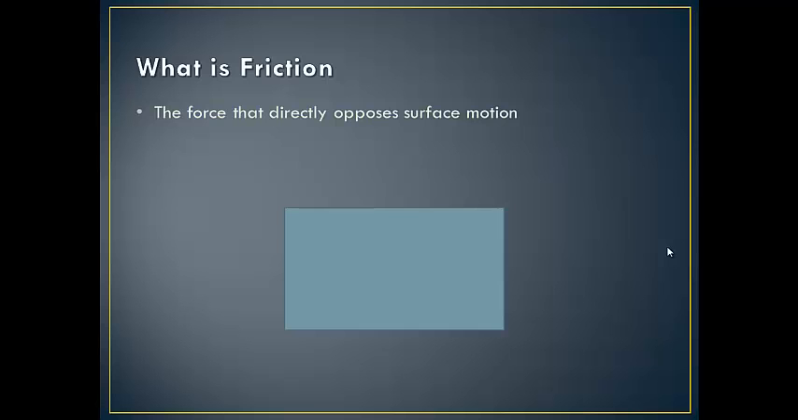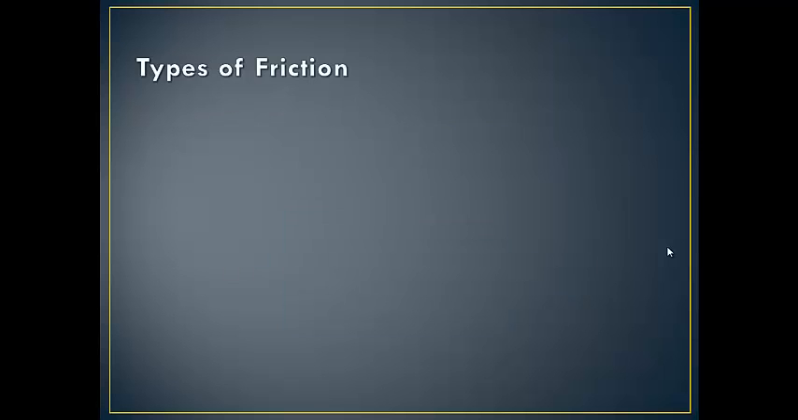Take, for example, this blue box. This blue box is moving to the right. This means that there is an opposing force called friction that is directly opposite to it. Now, let's discuss the types of friction. There are static friction and kinetic friction.